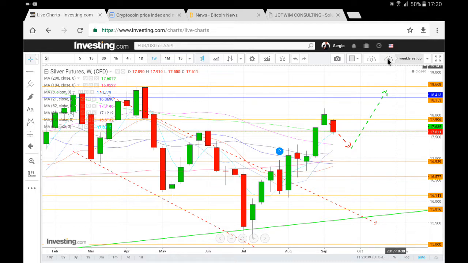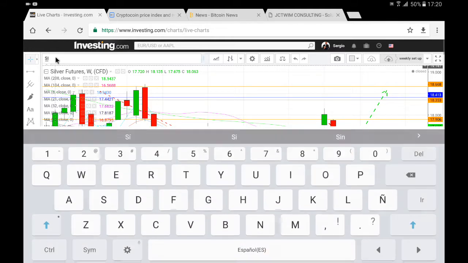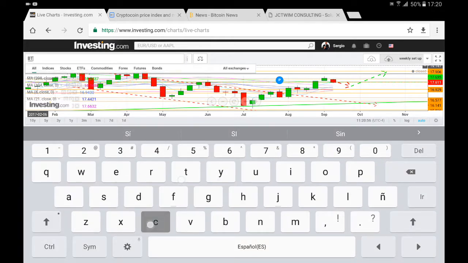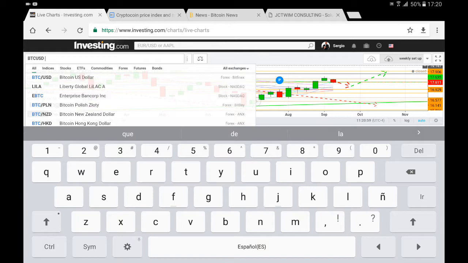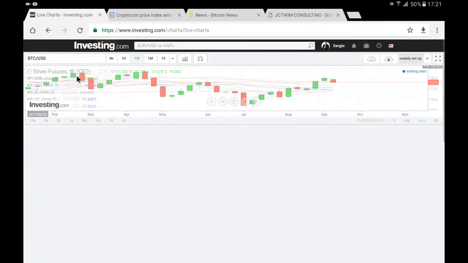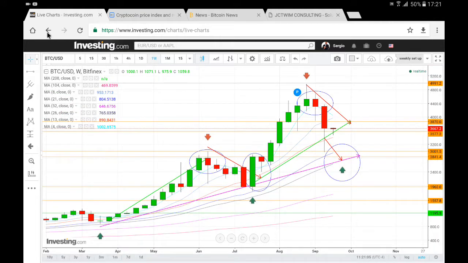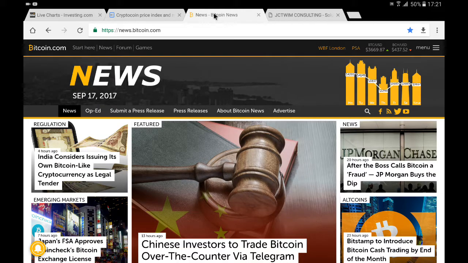And now let's have a look at cryptocurrencies. And before going to the crypto space, let's have a look at some news. So now, first, we're gonna download the BTC USD Bitfinex. Yeah, that's the first one. Okay, bam, that's it. So now let's have a look at some crypto news. What's happening in the crypto space?